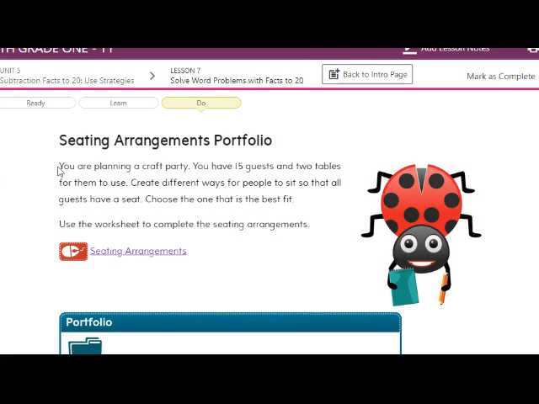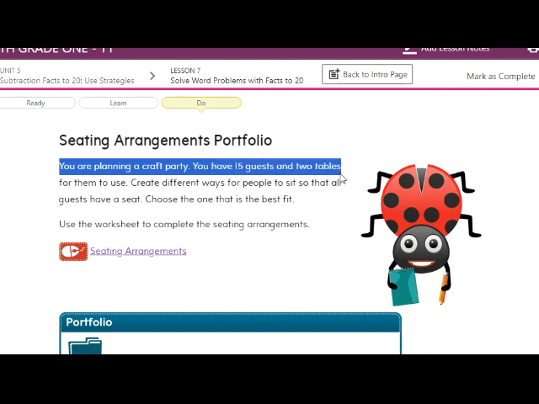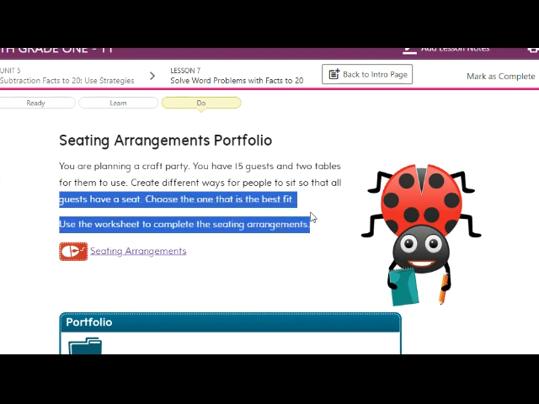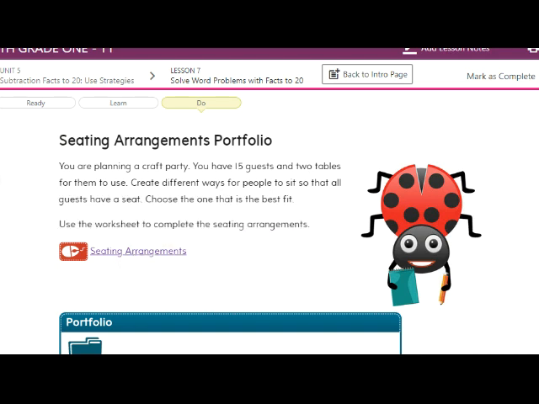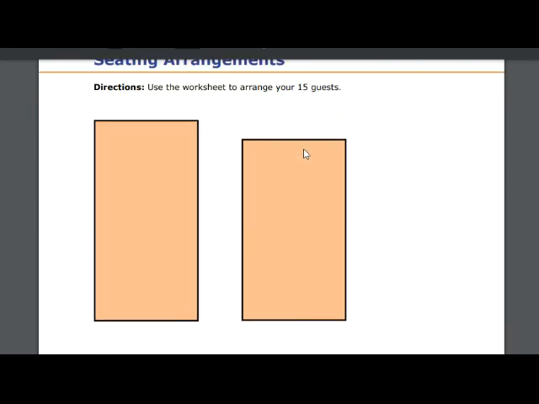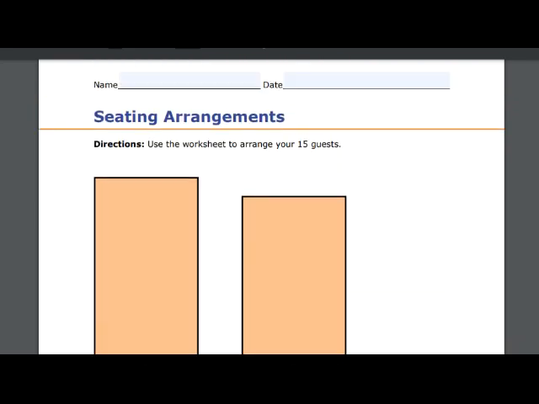Seating Arrangements Portfolio. You are planning a craft party. You have 15 guests and 2 tables for them to use. Create different ways for people to sit so that all guests have a seat. Choose the one that is the best fit. Use the worksheet to complete the seating arrangements. So this is the worksheet that you'll click on and print out. This is what it's going to look like. All right, we'll go back to that in just a moment.